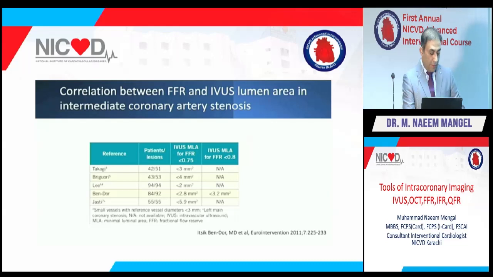There are different criteria which we use on the basis of IVUS. For example, in the case of the left main, there is a cutoff below and above which you can decide whether we should go for stenting this vessel or not. But in the case of other vessels, IVUS cannot definitely decide. The IVUS minimum luminal area cannot tell you whether a lesion is significant or not in other vessels. But yes, in the case of the left main, we'll discuss it later.